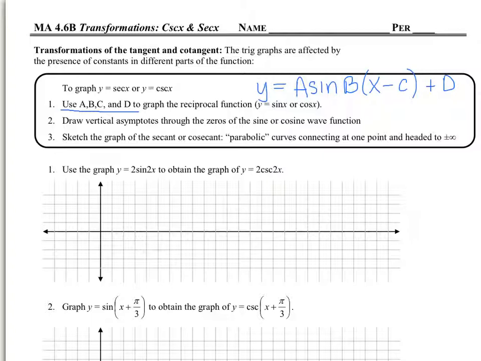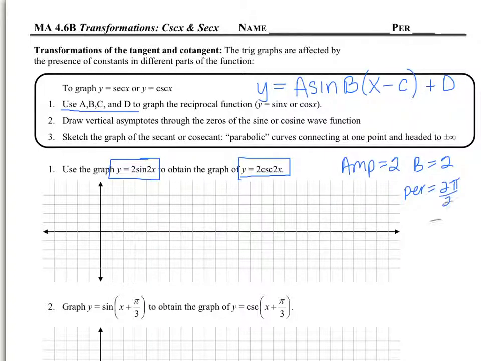So if I'm going to be asked to graph this guy, y equals 2 cosecant 2x, I want to start by graphing this guy, y equals 2 sine 2x. So let's think about what this guy looks like. Y equals 2 sine 2x has an amplitude of 2. It has a frequency of 2. And that means the period is going to be 2 pi over 2 or pi.